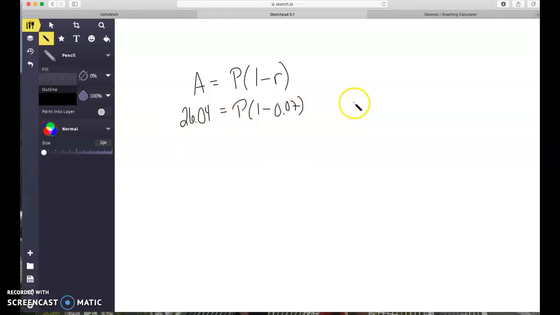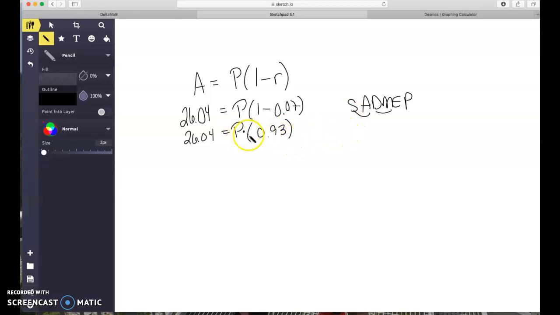Then I'm going to start doing my reverse PEMDAS to solve. Ooh, this one is a little tricky. First thing, I'm actually going to simplify this. What is 1 minus 0.07? That leaves me with 0.93. And then I see I'm just multiplying that by my principal.